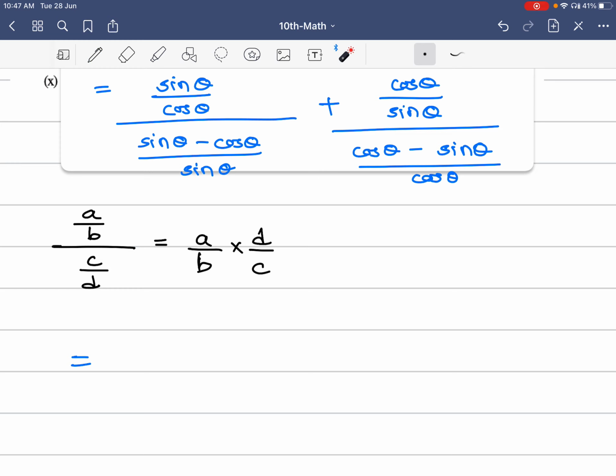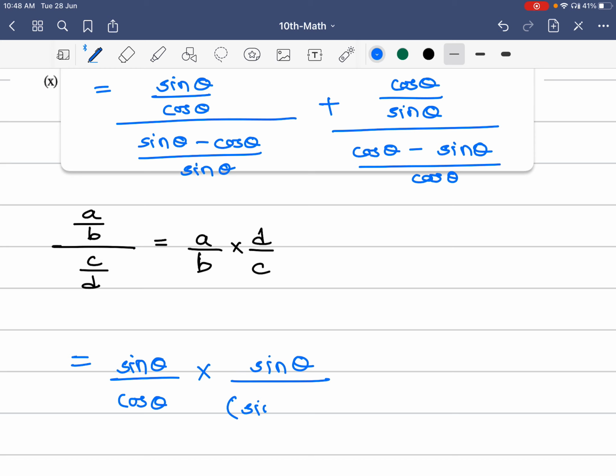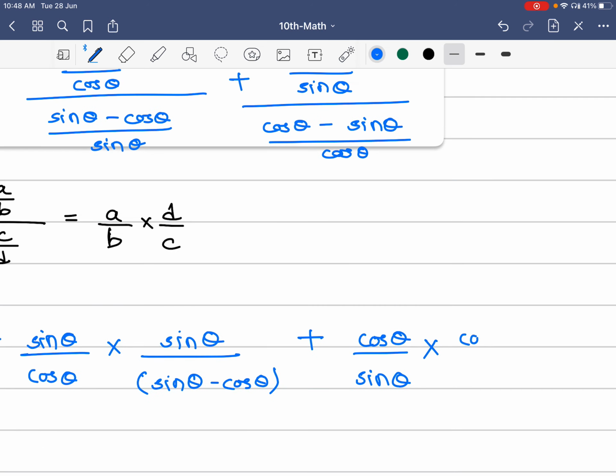So it's going to be a by b as it is. So I'm going to write sine theta upon cos theta as it is, multiplied by reciprocal of denominator. So sine theta, the whole upon sine theta minus cos of theta. Plus the next one is going to be the same, the numerator as it is, so cos theta divided by sine theta, multiplied by reciprocal of the denominator, so cos theta minus sine of theta as it is, the whole divided by cos of theta.